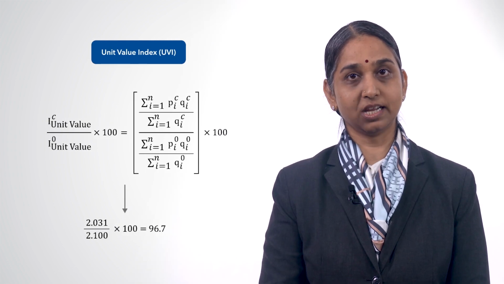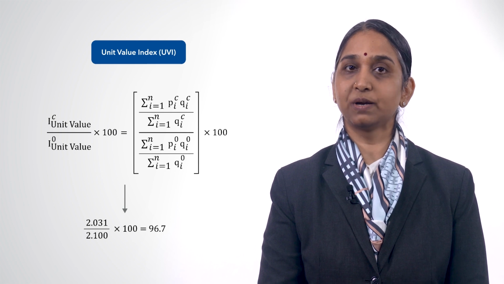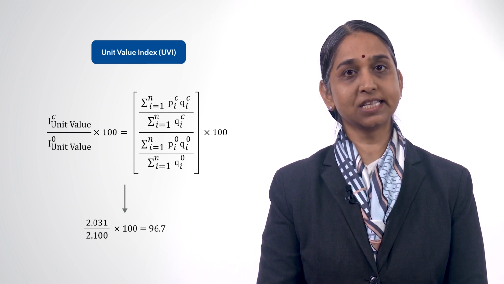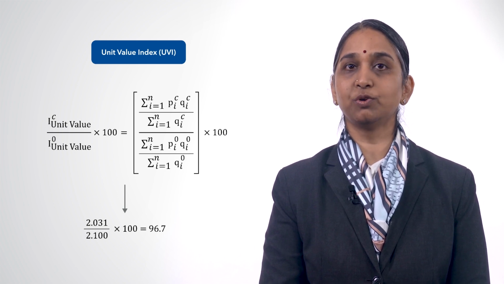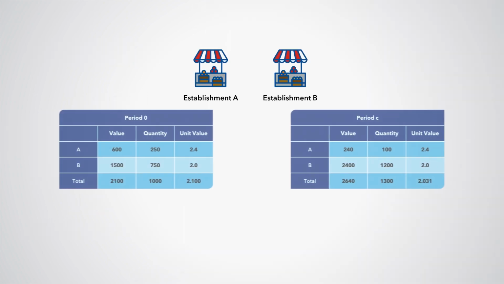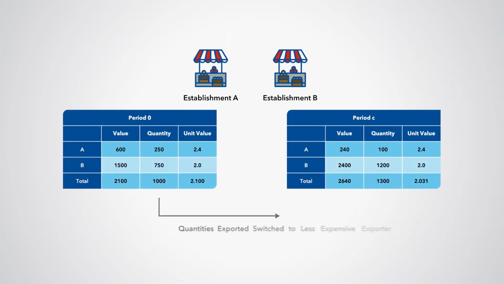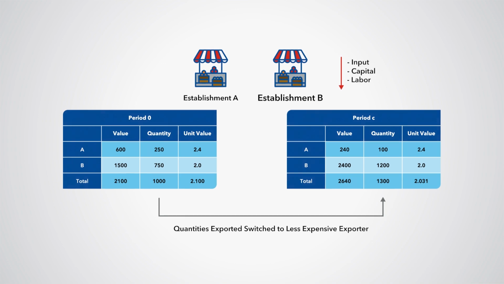Other price index formulas would give a result of no price change because they would miss the effect of substitution between exporters on the overall export price level. But the UVI gets it right because quantities exported have switched from the more expensive producer to the less expensive one. We already saw that apples from establishment B are cheaper than the apples from establishment A, maybe because B has cheaper input, capital or labor costs.